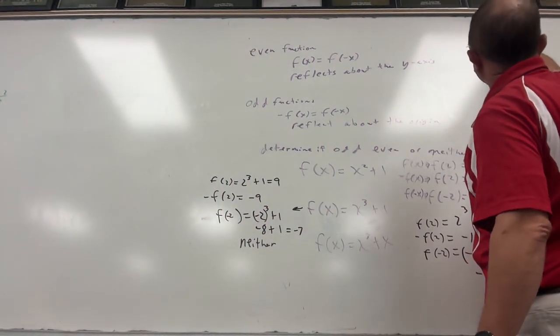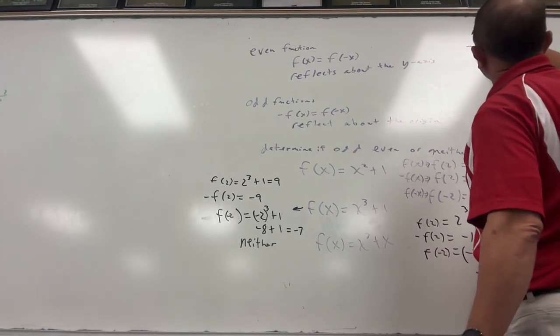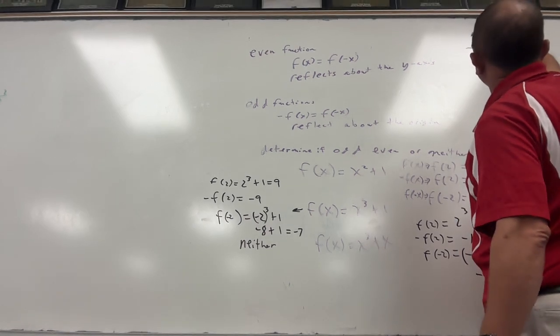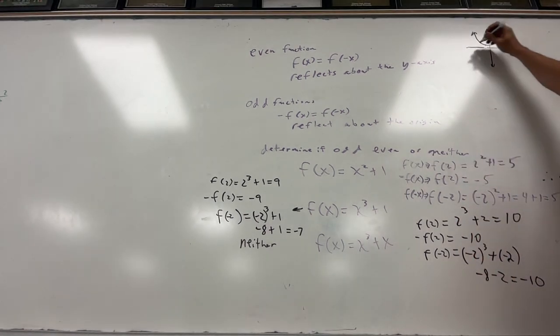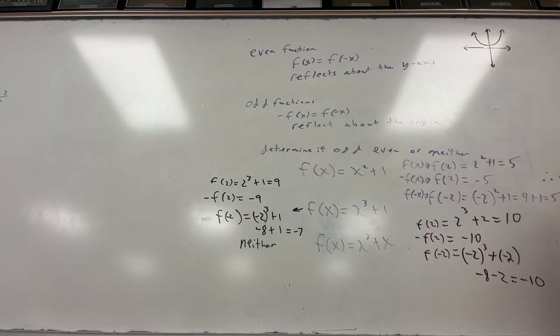We could have something that looks like this. We'll pretend that I can draw. This would be an example of something that reflects about the y-axis. So this would be an even function.